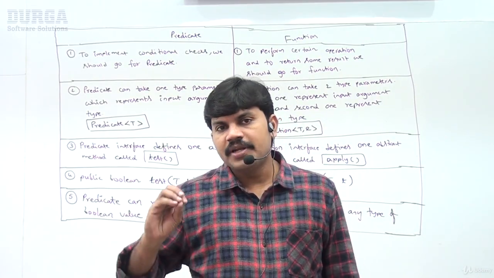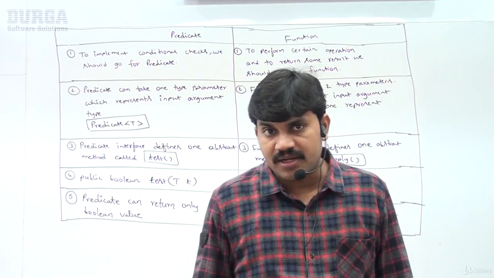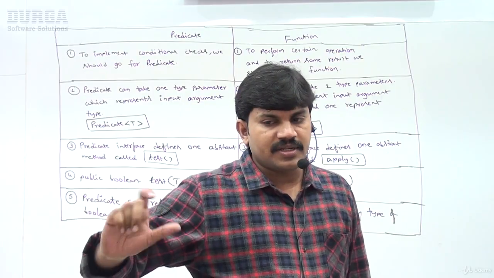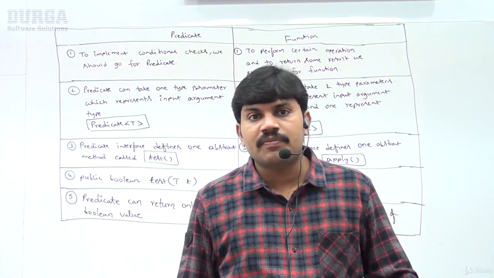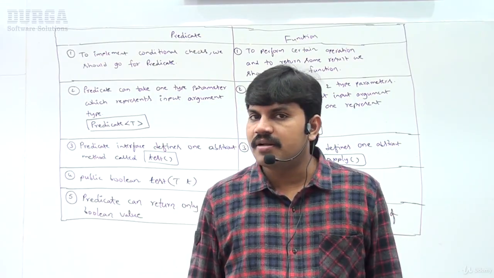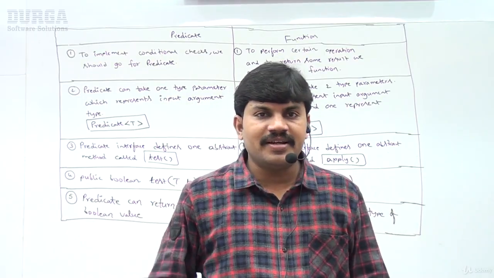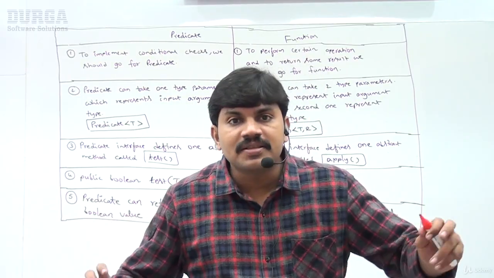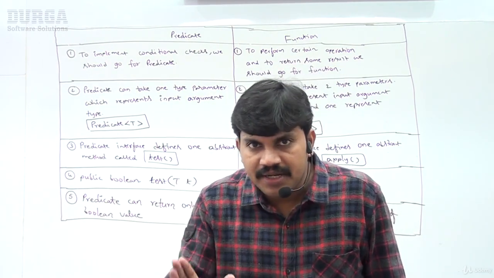Next, predicate interface contains one abstract method. Have you remembered, right? What is that abstract method? Test. Can you please test this condition? But function interface contains one abstract method. What is that method? Apply. Apply this function. Are you getting it? Test this condition, apply this function. These are various differences between predicate and function.